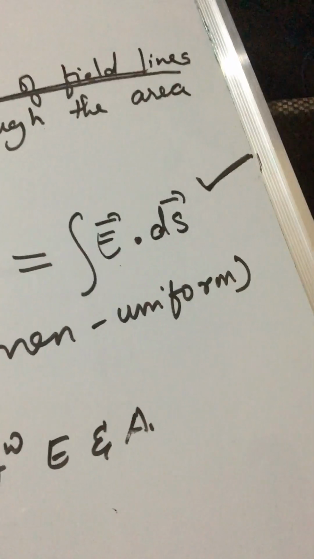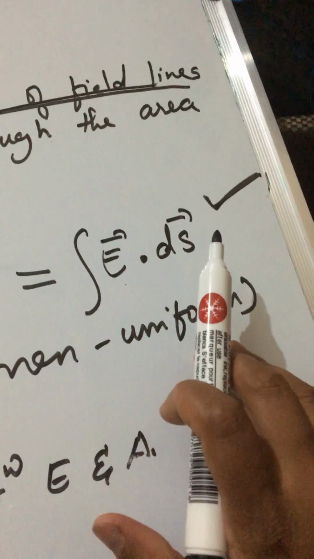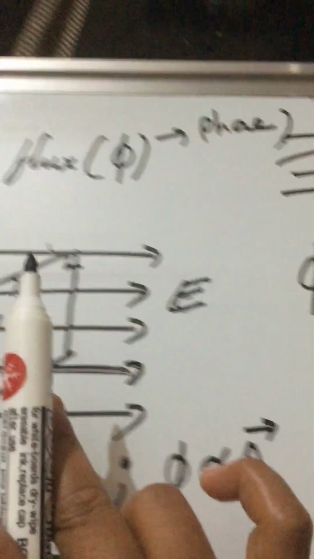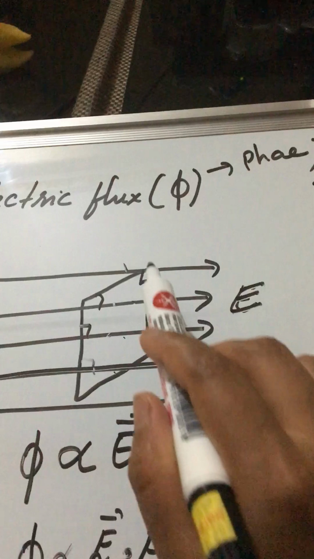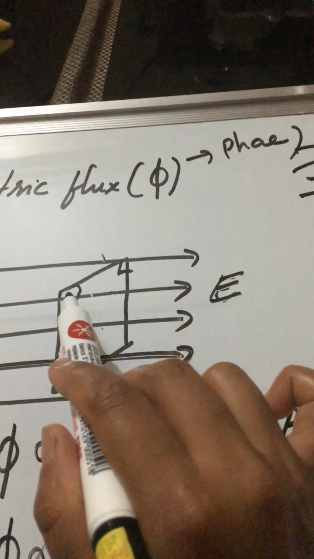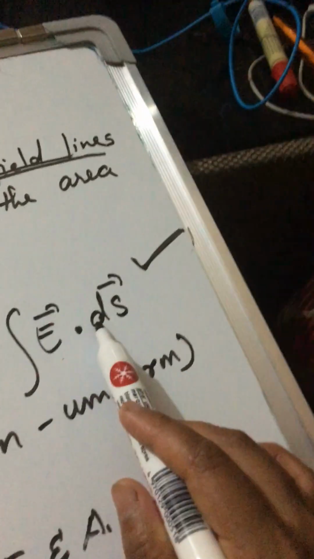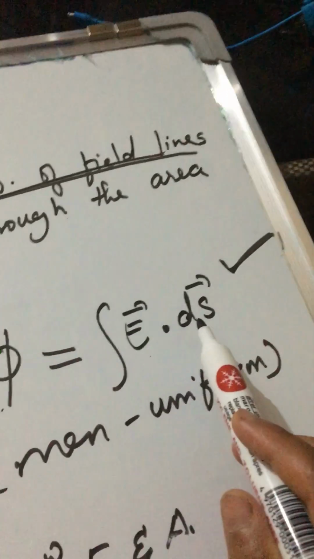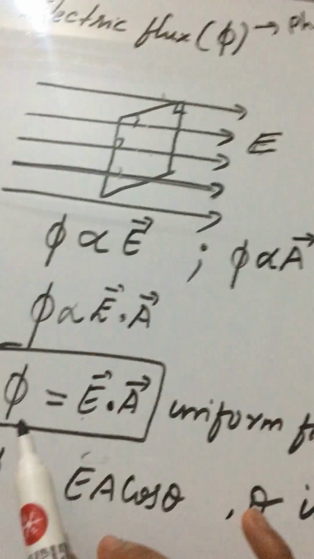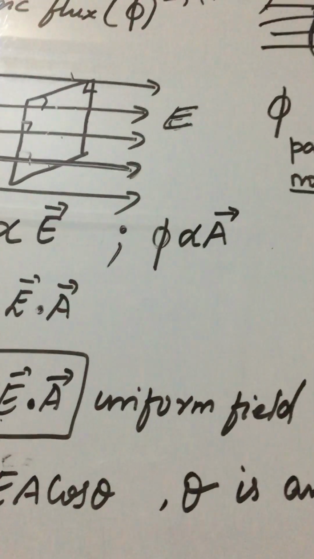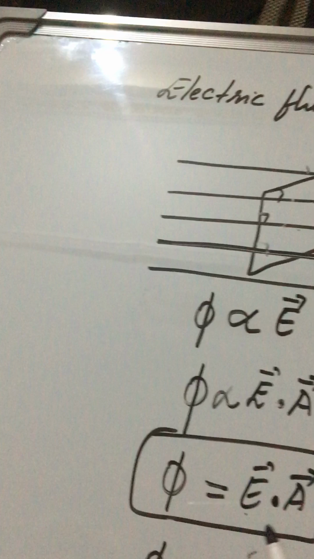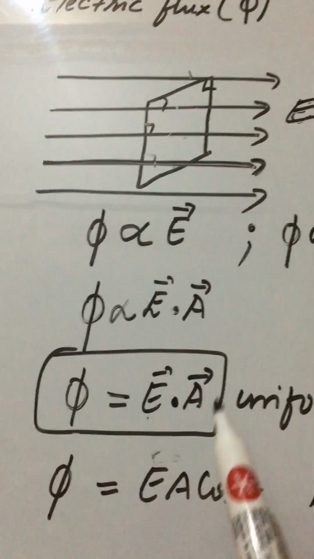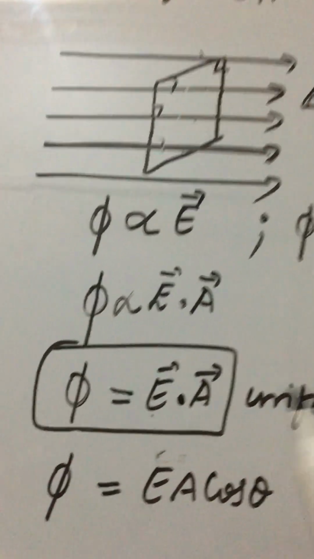However, if the field is not uniform, then the flux is given by the integration of this, and this always holds true. If the field is uniform over the whole area, then this dS will turn out to be A. So both carry the same meaning. Remember it: what is flux? It is the totality of the electric field through that area normally.